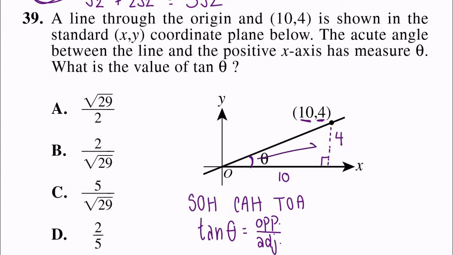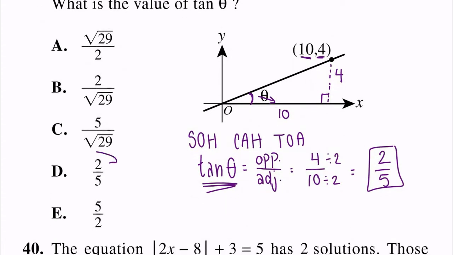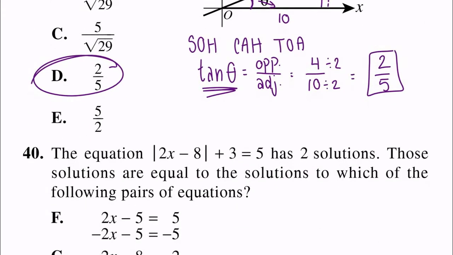And we know our opposite side length from our angle is 4. And we know our adjacent, right here, is 10. So we know tangent of theta is equal to 4 over 10, but we can simplify this fraction by dividing both the top and the bottom by 2, which gives us 2/5. So tangent of theta is equal to 2/5, which matches our answer choice D. So number 39 is D.